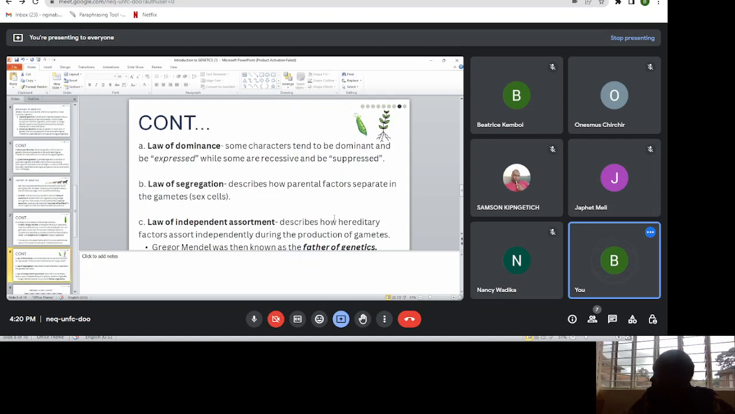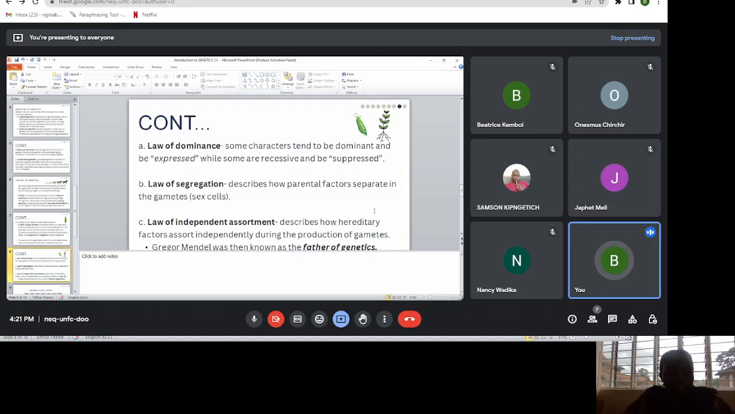Law of segregation. It describes how parental factors separate in the gamete cells, that is sex cells. Law of independent assortment. They describe how heredity factors assort independently during the production of gametes. Very well, Samson. Very well.